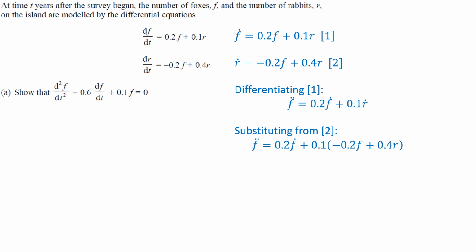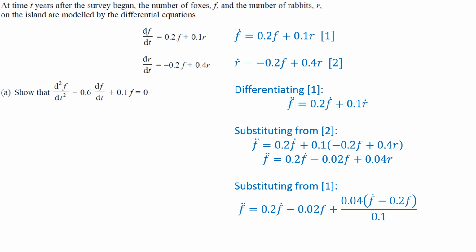The trade-off there is that we now have f and r, and we don't want to have r. So we do some more substituting. Substitute from equation 1 and we can replace r with something that involves only f and df by dt. So that's what we get here. You'll start to notice, especially if you've got multiplying and dividing going on, it's going to save you a lot of time and clutter if you use f dot and f double dot rather than df by dt and d2f by dt squared. All that remains is to tidy this up, rearrange a little bit, and we've got it in exactly the format that they want, give or take some slightly different notation.